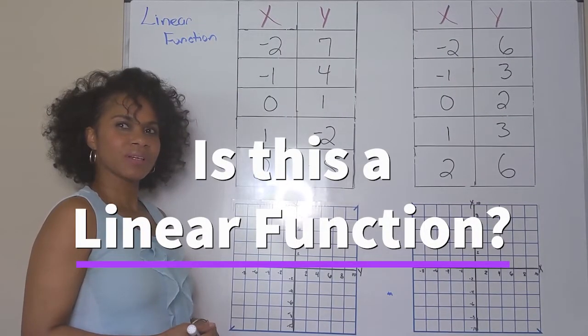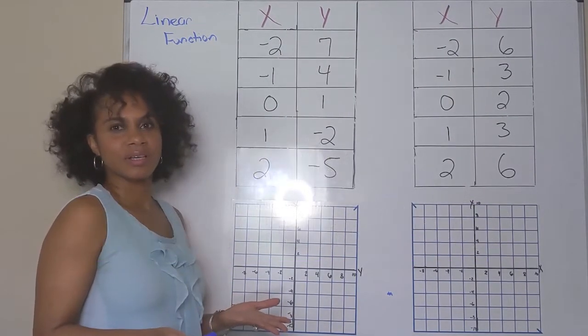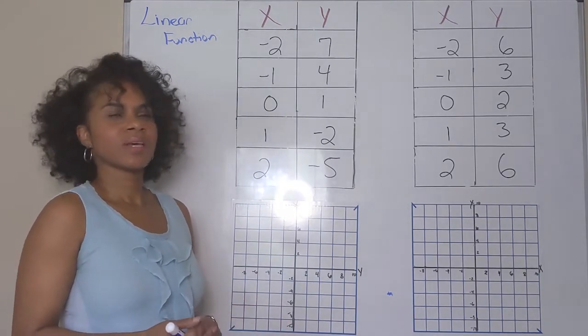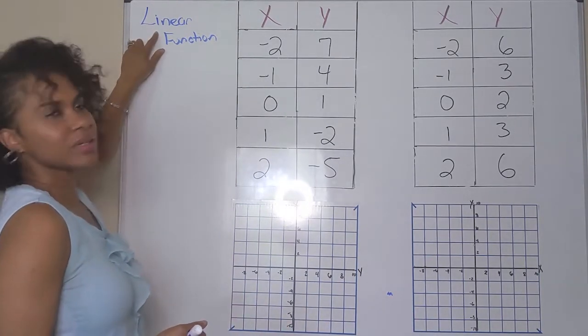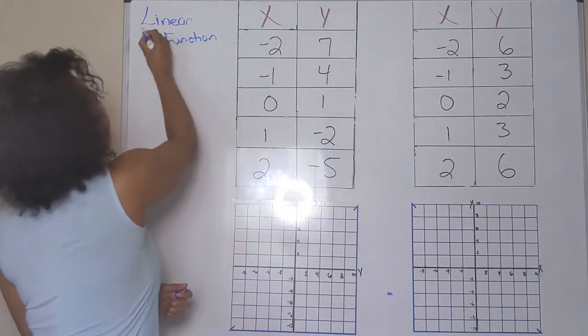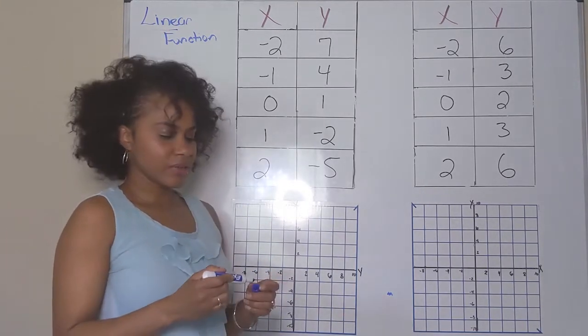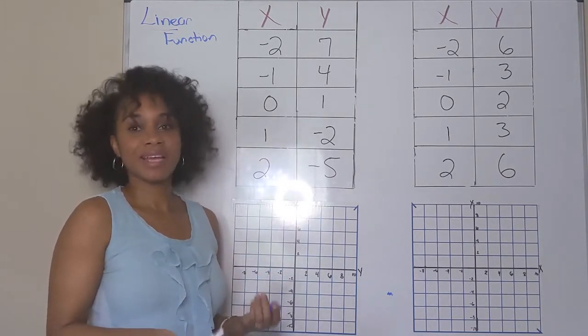Okay, so now we're looking at linear functions. Now, what is a linear function? If you look at the root word for linear, it is line. So a linear function is simply a graph that creates a line.